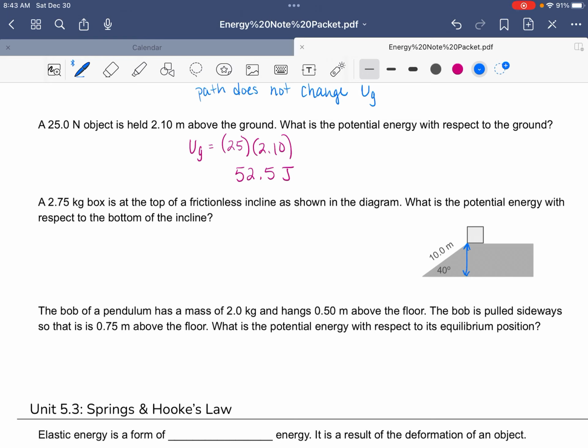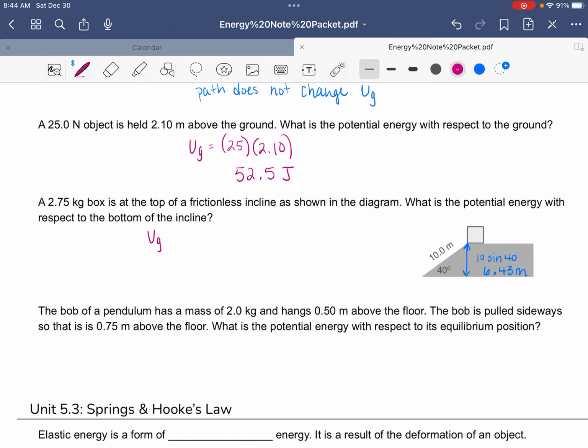If we look at our little triangle that was created, this side is opposite of our angle. So we're going to use our hypotenuse, 10 times sine of 40, in order to find the height. So 10 times sine of my angle 40 degrees, and I get 6.43 meters. Now I have the height, and I have the mass of the box, so I can plug into the equation.